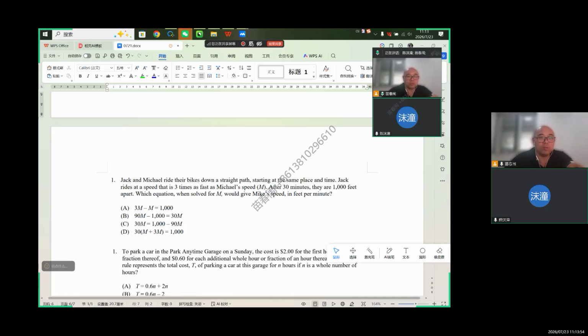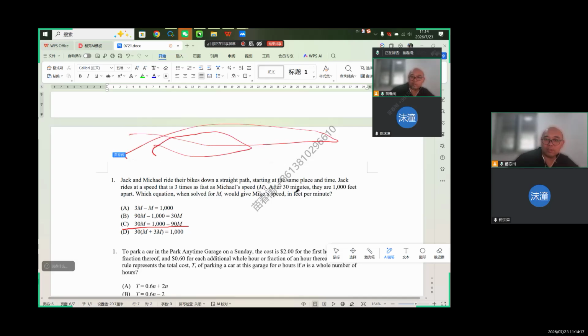What's your answer for this one? For that one, I picked C. Yes, good. You did it all the way, right? This is also using a ratio table. This is one big distance minus a small distance, that's 1,000 feet, right? So one guy gets further and one guy gets less distance. Okay, very nice. And next one.